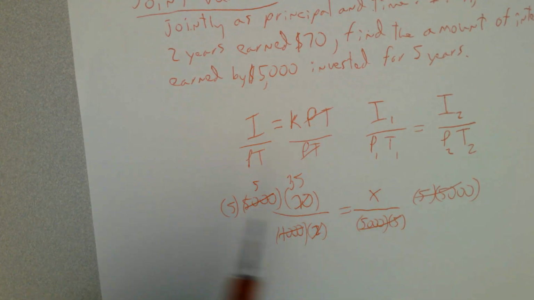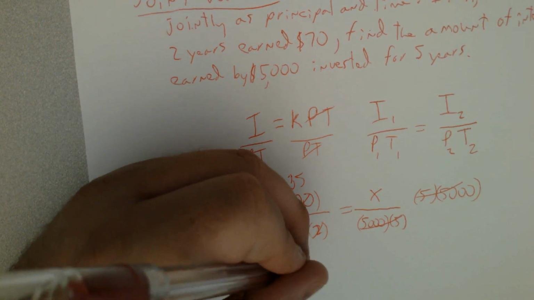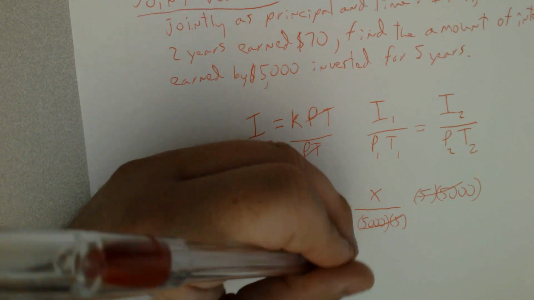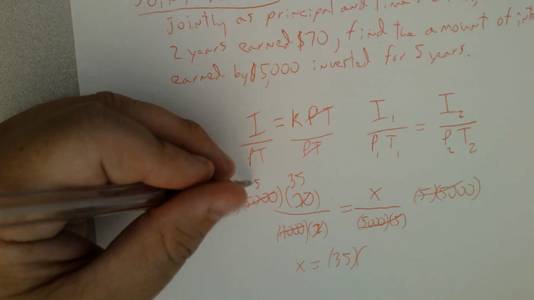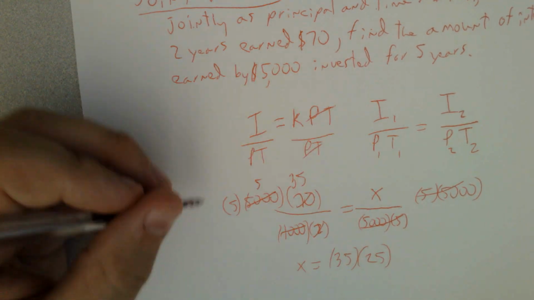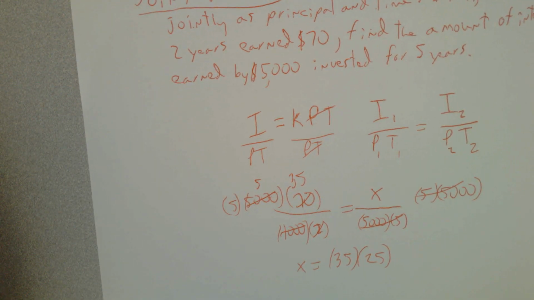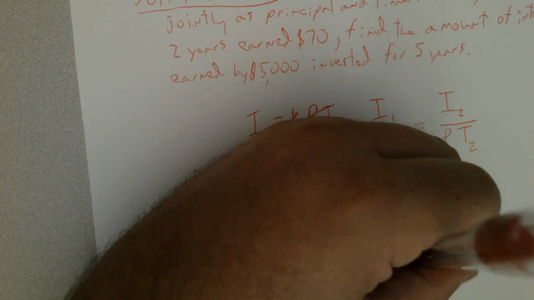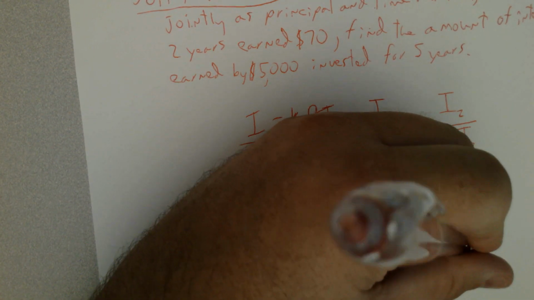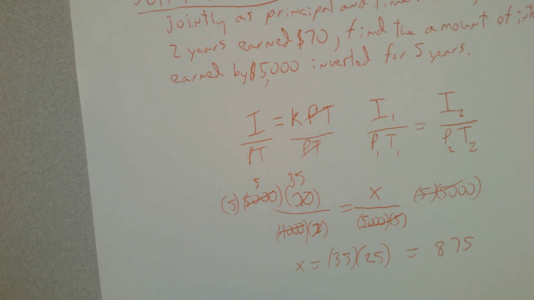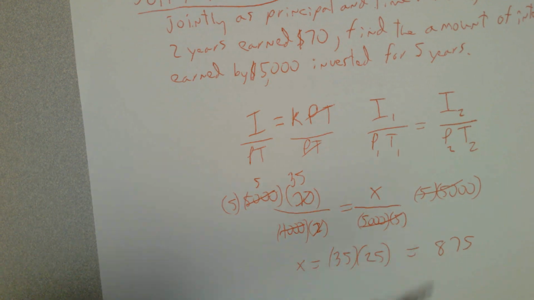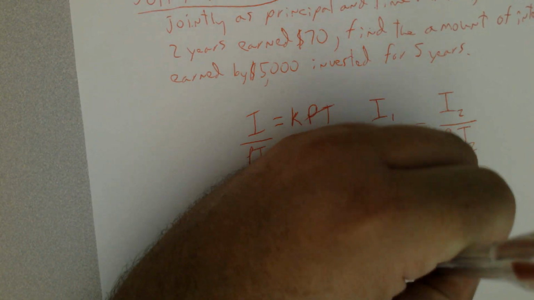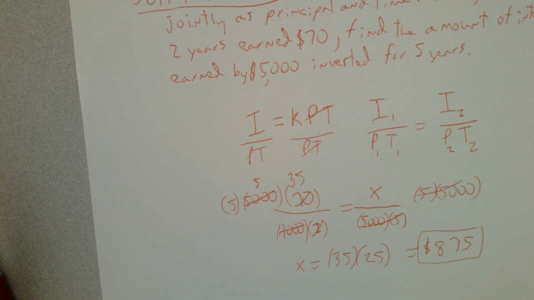So then our X value is going to equal that 35 times the 25 of those two fives multiplied together. And if we work that out, I believe that's 875 would be the amount of interest if we invested $5,000 for 5 years. So that would be our solution.